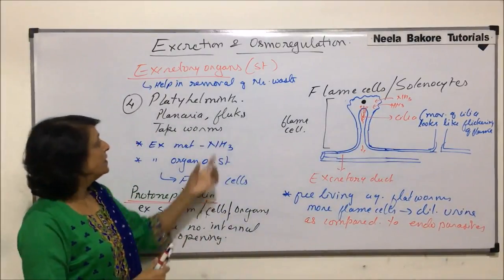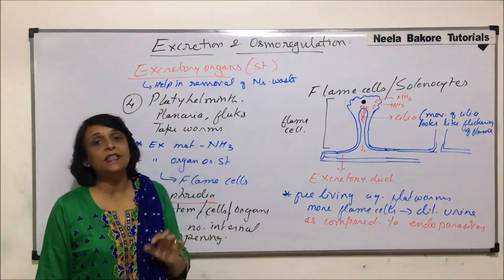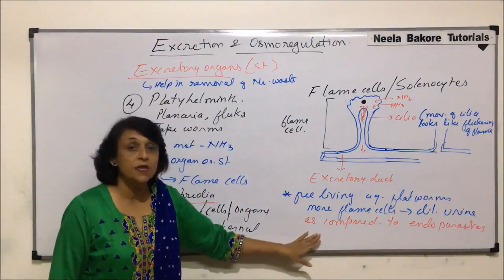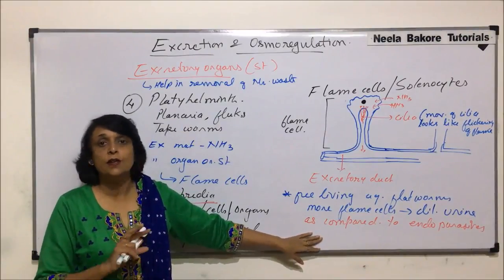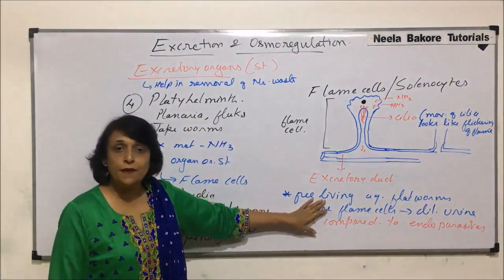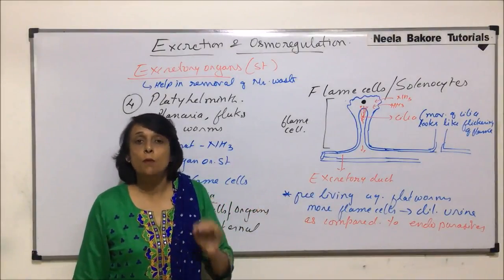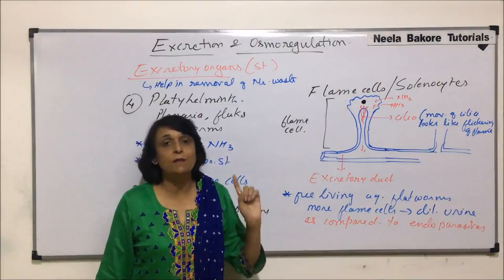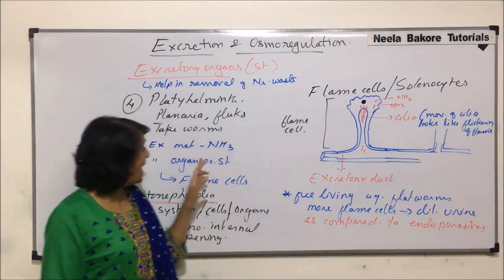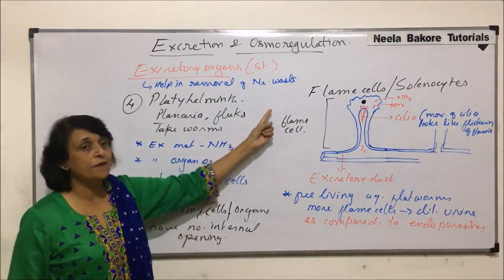Endoparasites, that is the liver fluke kind of organisms, or the tapeworms like Taenia solium kind of organisms, because here entry of that extra water conditions do not exist. So in free living, more number of flame cells and the urine excreted out would be more dilute, containing ammonia. So waste remains ammonia, that means they are ammonotelic, and the excretory organ is known as the flame cells.